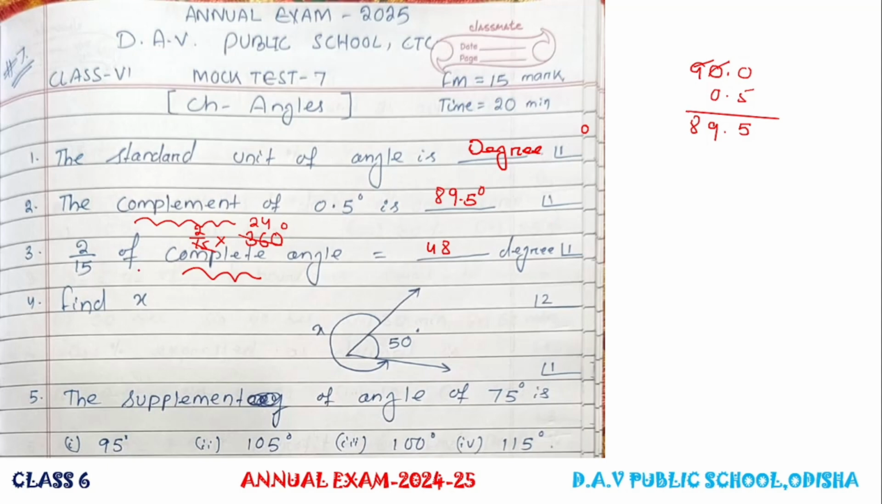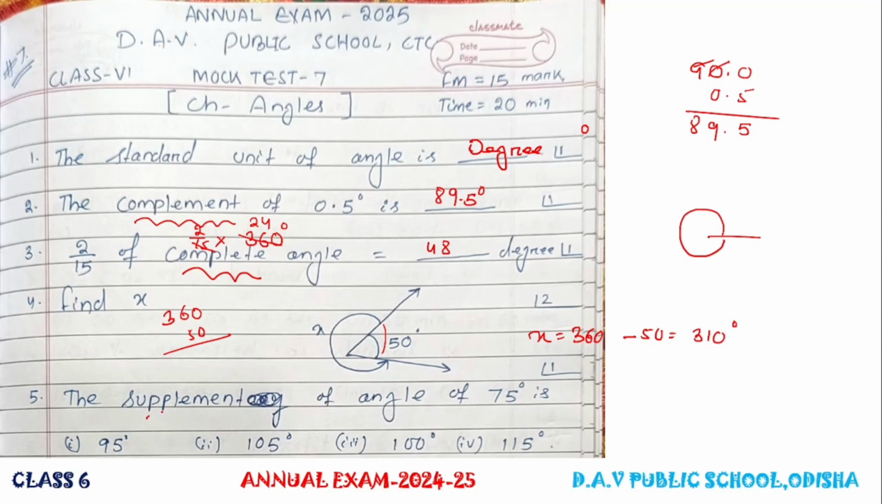Now next, find x. Okay, this total is a complete angle because we know that this is called a complete angle. Yes or no? So total is complete angle, means 360. So 360 minus 50, then we get this angle, that is x. So x equals 360 minus 50 degrees, that is 310 degrees. All of you clear?